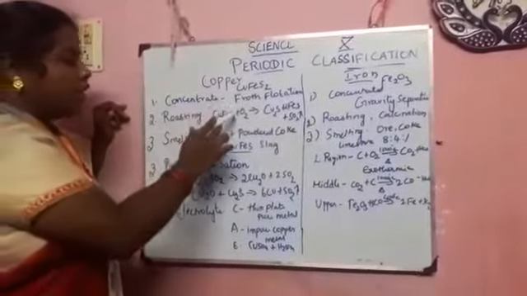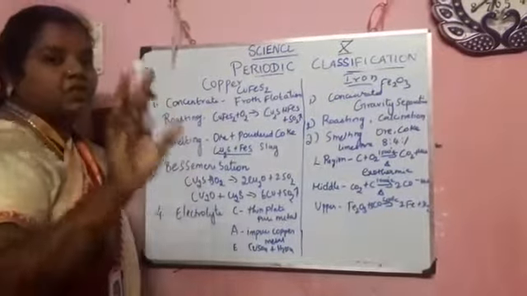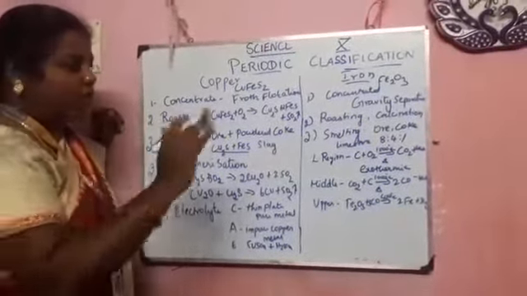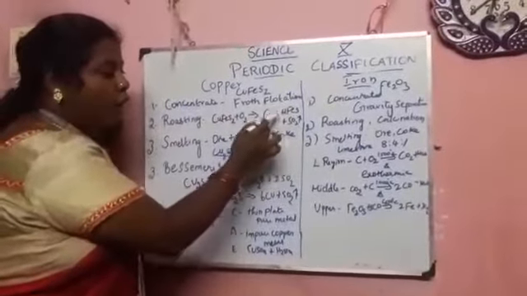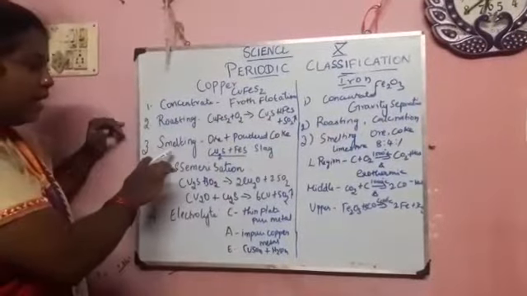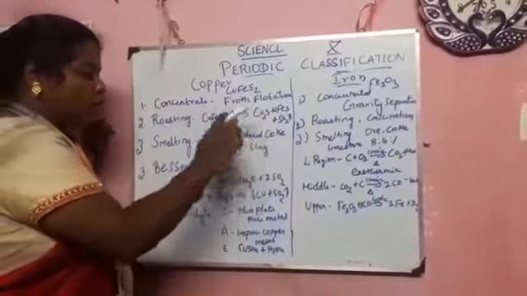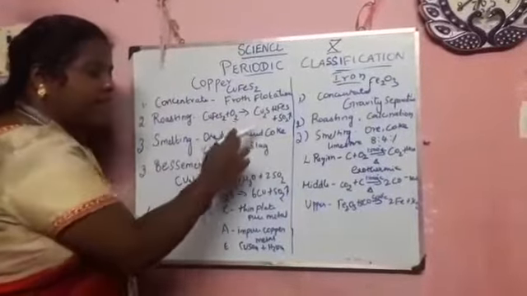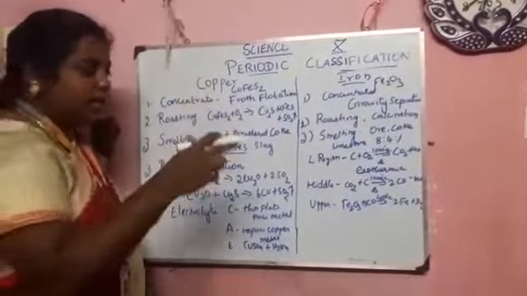Roasting means you take the copper pyrite and heat it in the presence of oxygen. Sulfide ores of copper and iron will be formed. And the next one is smelting. In smelting, the ore is treated with coke. The unwanted iron sulfide is removed as slag. Slag means unwanted things that have been removed.